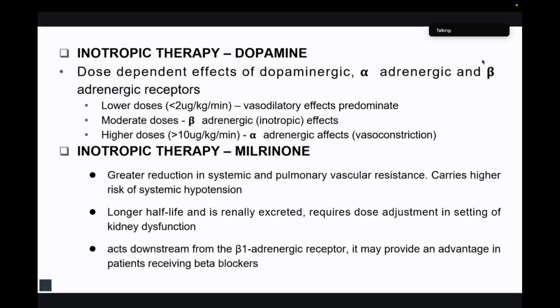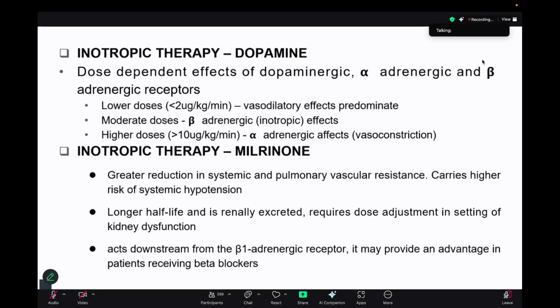For milrinone, there is greater reduction in systemic and pulmonary vascular resistance, hence it carries a higher risk of systemic hypotension. Milrinone has a longer half-life and is renally excreted, hence it requires dose adjustment in the setting of kidney dysfunction. Milrinone acts downstream from the beta-1 adrenergic receptor, which is an advantage in patients who actually receive beta blockers.